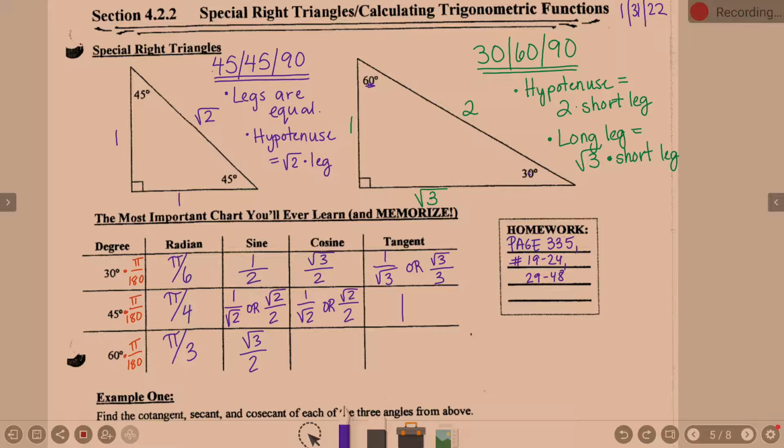Cosine of 60. Adjacent over hypotenuse, or in other words, 1/2. And what about tangent? Tangent of 60 is going to be opposite over adjacent, so square root of 3 over 1, which I'm just going to write as square root of 3. Okay.